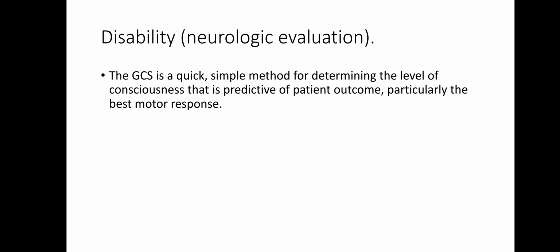Disability, neurologic evaluation. A rapid neurologic evaluation is performed at the end of the primary survey. This neurologic evaluation establishes the patient's level of consciousness, pupillary size and reaction, lateralizing signs, and spinal cord injury level. The GCS is a quick, simple method for determining the level of consciousness that is predictive of patient outcome, particularly the best motor response. A decrease in the level of consciousness may indicate decreased cerebral oxygenation and/or perfusion, or it may be caused by direct cerebral injury.